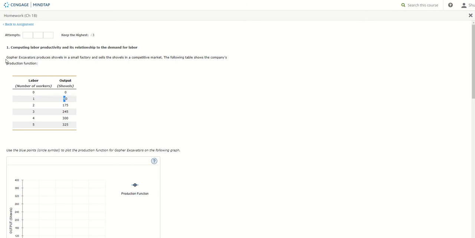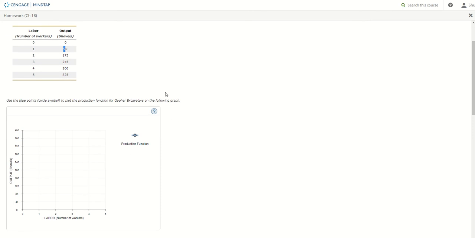So the question says, Golfer Excavator produces shovels in a small factory and sells the shovels in a competitive market. The following table shows the company's production function. Alright, so for the first table here, we're going to graph our total production for each level of output.